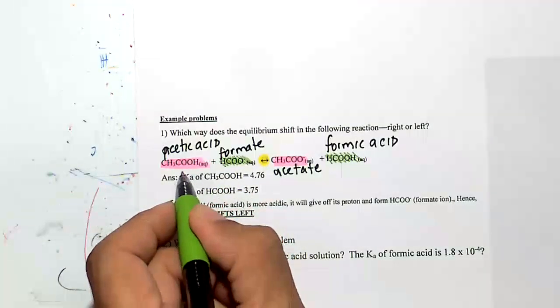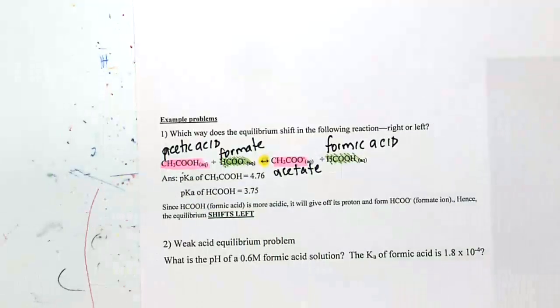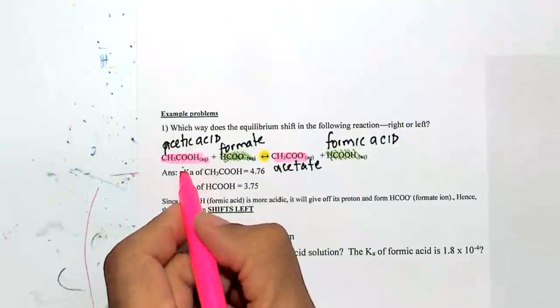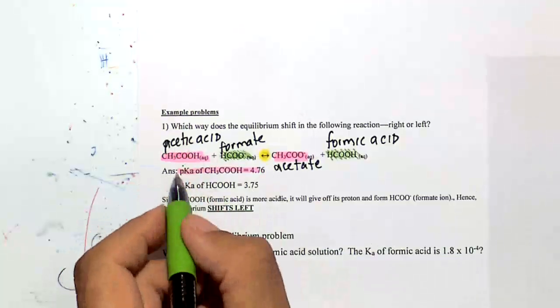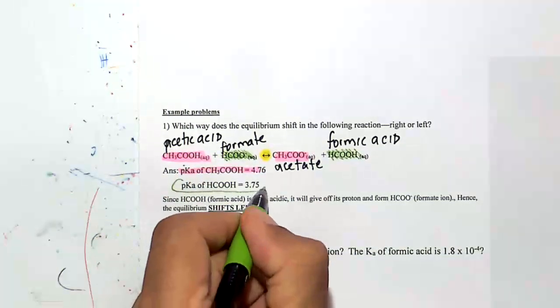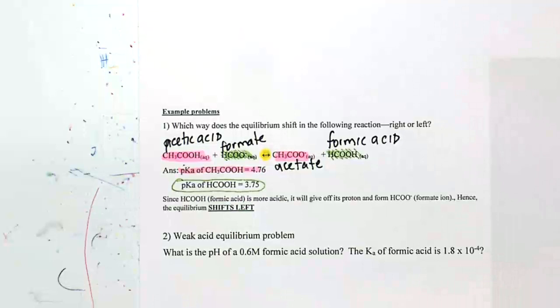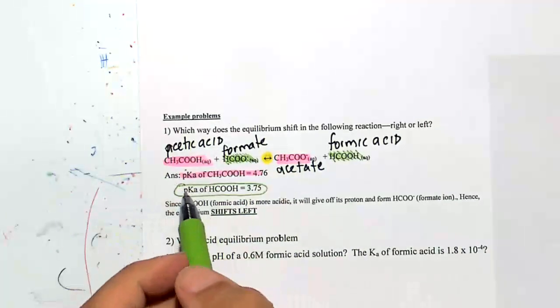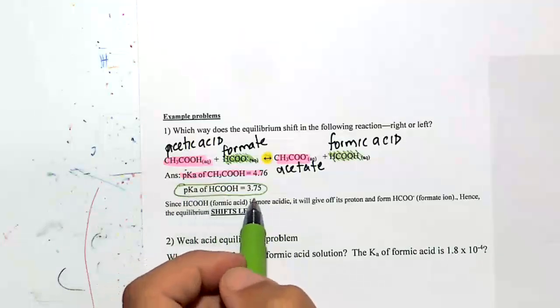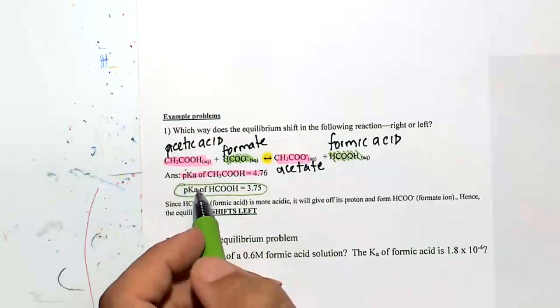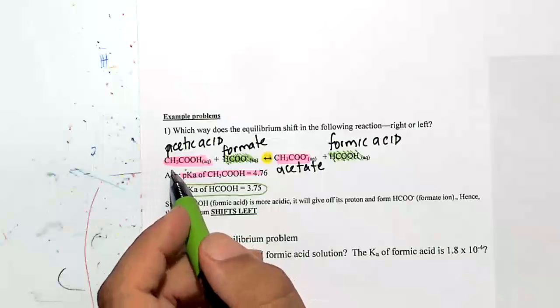Here they tell us the pKa's. The pKa of acetic acid is 4.76. The pKa of formic acid is 3.75. Okay, so which is a stronger acid? Acetic acid or formic acid? Remember our trend. Okay, what are we supposed to know when we compare our acids? Okay, here we're given the pKa. So which is the strongest acid?